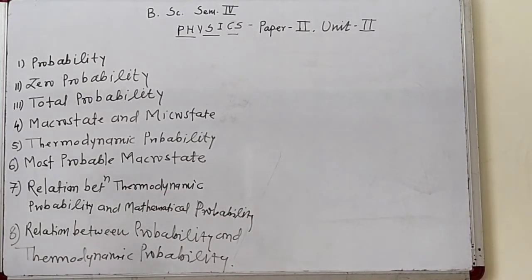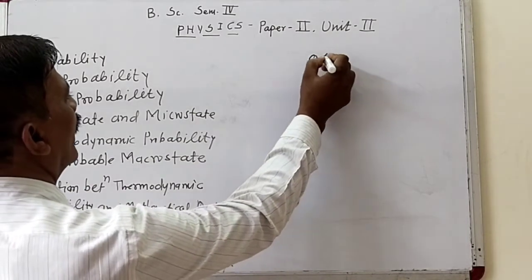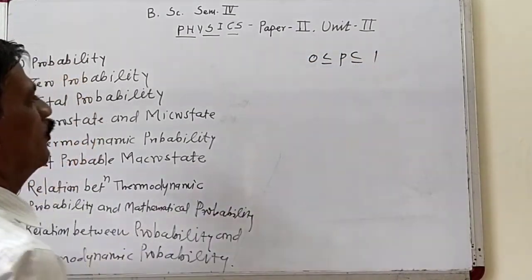We know the probability is nothing but the ratio of the number of happening events to the total number of occurring events, and the value of probability lies between 0 and 1. The probability of a happening event is considered as 1, and the probability of a non-happening event, that means the fail event, is 0. It is denoted by the letter P. That means P lies between 0 and 1.